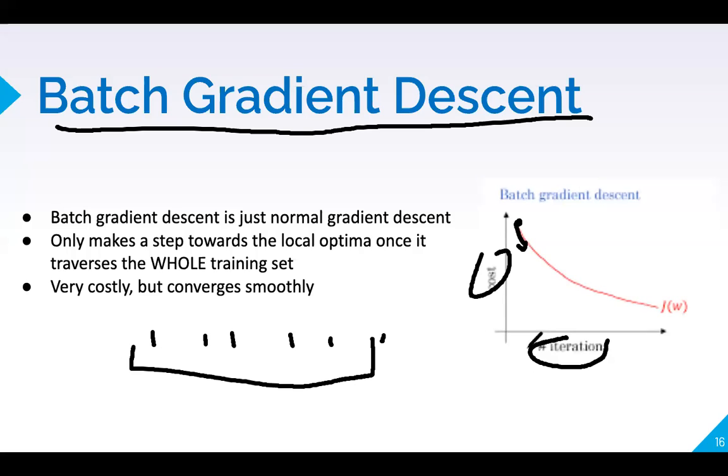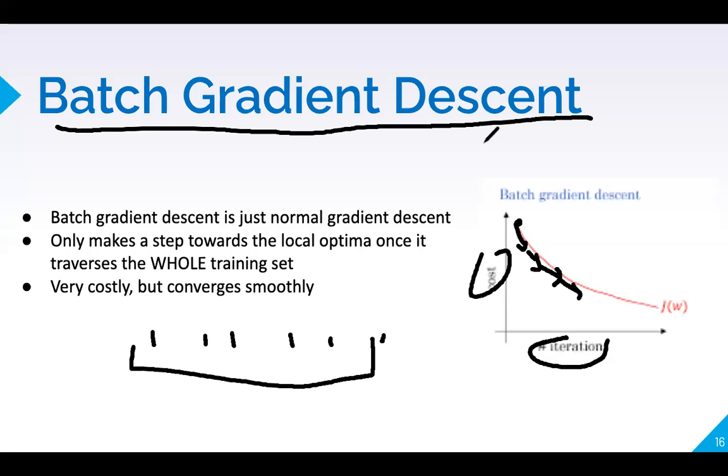If you have a huge data set, it's going to be hard for us to go over each of these training examples and compile all of them into one value, and only after that can we take a step in the right direction. And we would have to take this step many times. That's why we don't always want to use batch gradient descent. But this is what batch gradient descent does, and it's probably the most accurate and cleanest way.